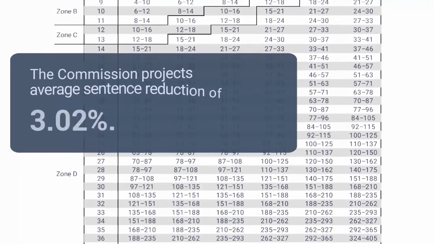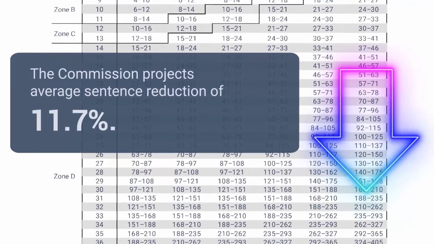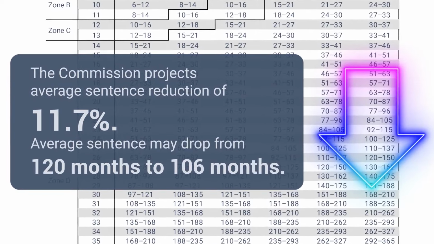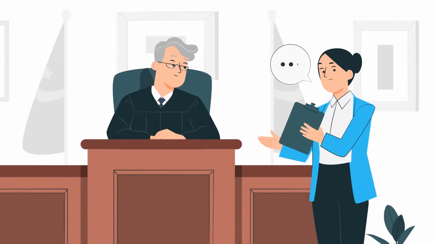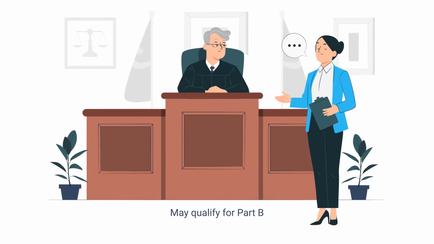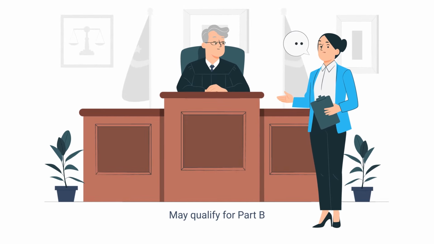The Commission projects average sentence reduction of 11.7%. Average sentence may drop from 120 months to 106 months. If a defendant has 0 criminal history points, the defendant may qualify for Part B. Look in the comments for a link to our video guide for Part B.